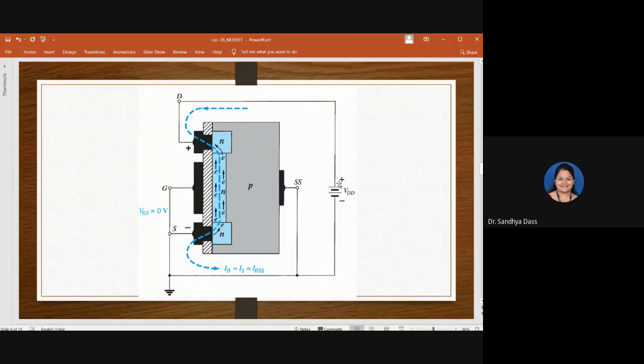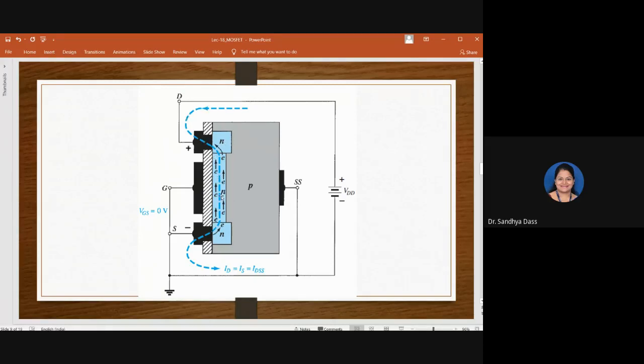Similar to the previous discussion, as we are varying VDD or VDS, when the drain terminal is made more positive, as you go on increasing it, the electrons get attracted and move towards the drain terminal.